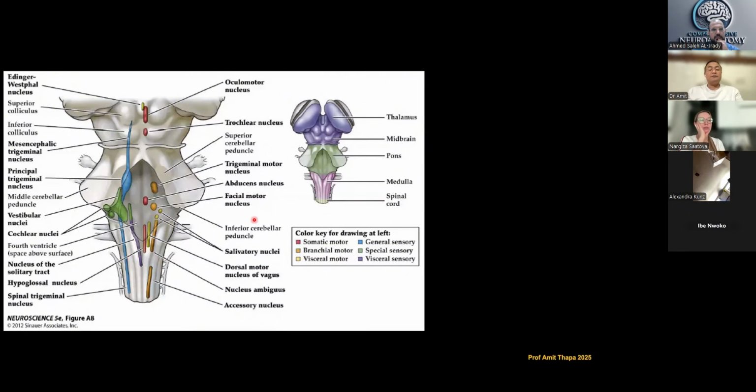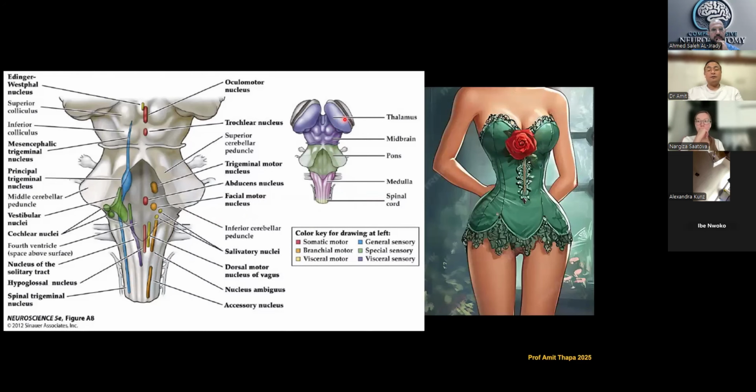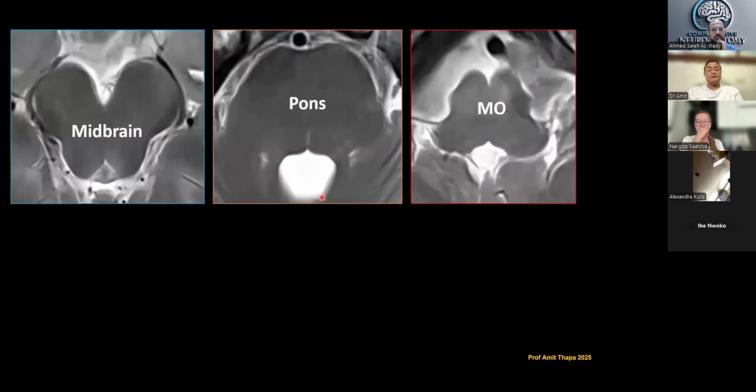So, in case you are looking at the cartoon, it looks as though the thalamus is the bosom of a good-looking lady, the midbrain is the upper part of the trunk, and the pons and the medulla become the lower part. So the midbrain is the widest portion, and the medulla is the narrowest portion of the brainstem.